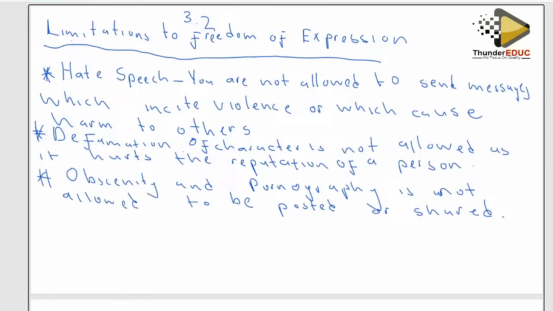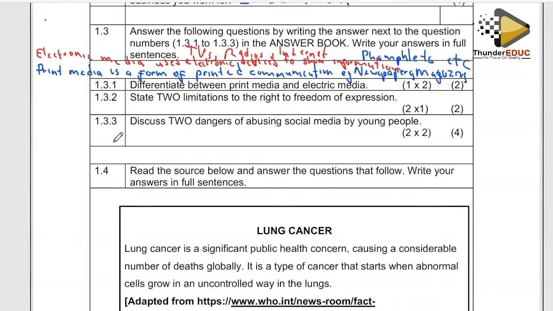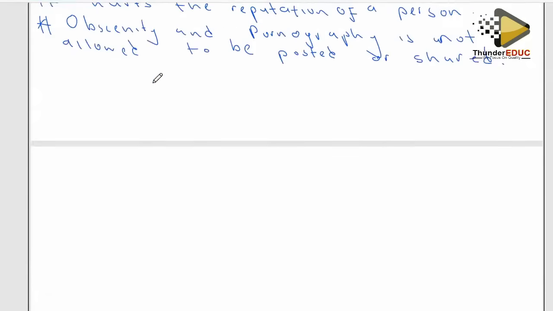Now moving on to the next question. The next question reads, discuss two dangers of abusing social media by young people. So it requires us to discuss the two dangers of abusing social media. What are the negative consequences of using social media by young people? I'm going to move on to the whiteboard.